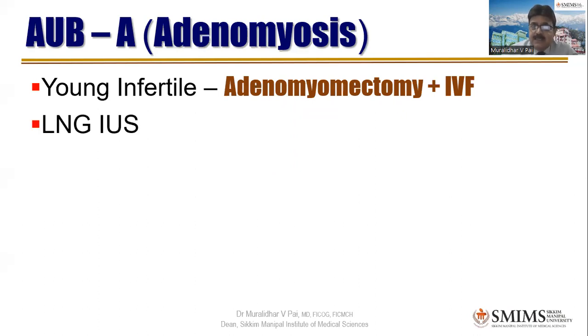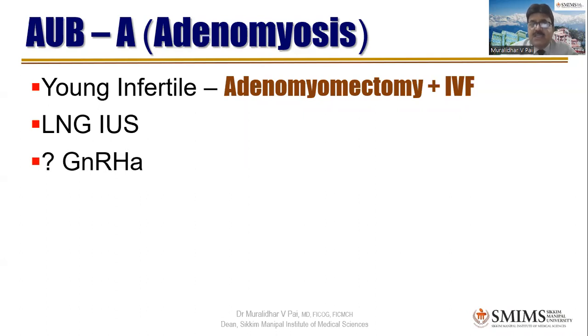LNG-IUS, you can insert. It may not actually decrease adenomyosis, but it will definitely decrease the bleeding because of adenomyosis, because again it is acting locally and suppressing the endometrial growth. So LNG-IUS is a good option. On a long-term basis, it may slightly shrink the adenomyotic areas, but definitely it will improve the symptoms.